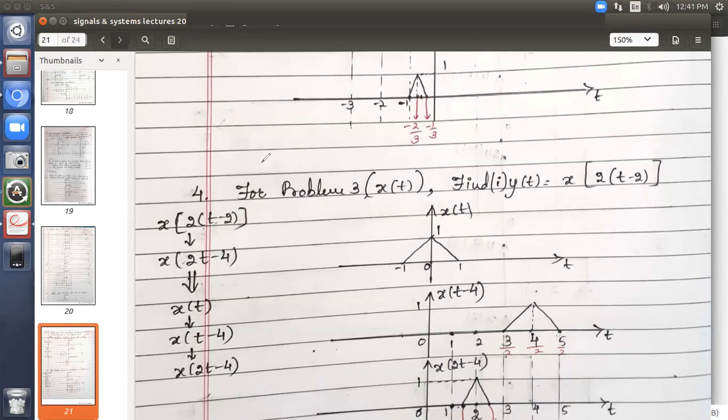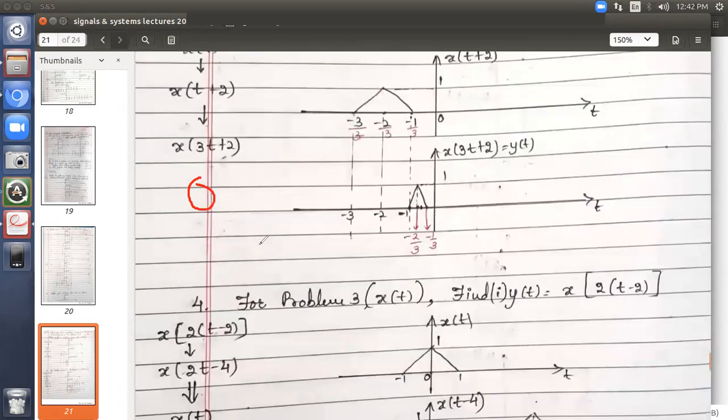Okay, let me clarify this. The very first thing is, the question is not 3 into x of t. The question is, for problem number 3, consider x of t same. What is problem number 3? This is your problem number 4. So what is problem number 3?